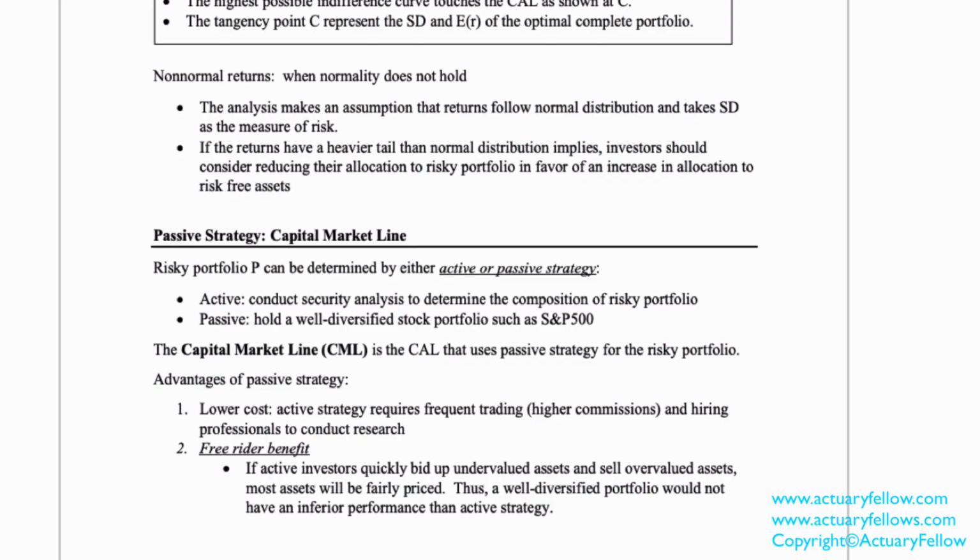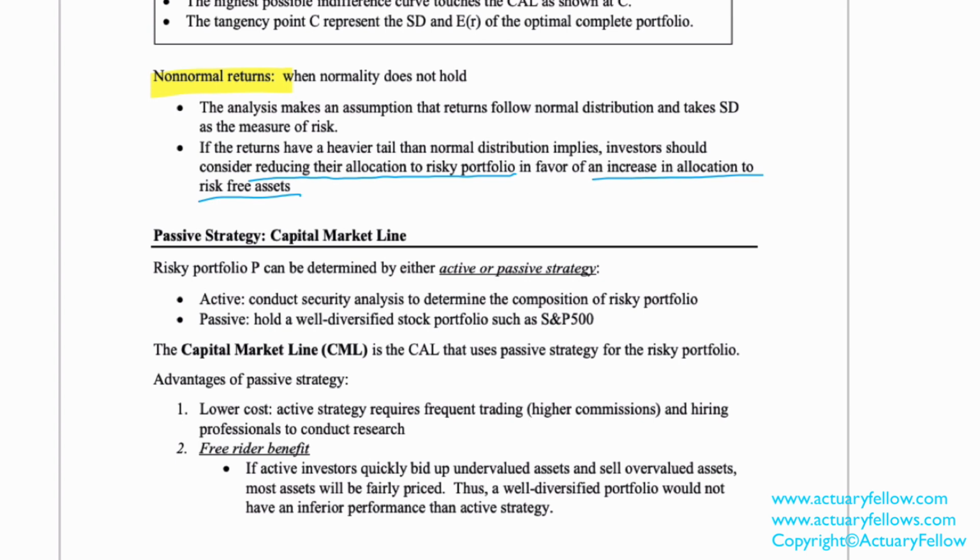So far, we assume the returns follow normal distribution. This is a key assumption. We must keep it in mind. If returns are not normally distributed and have heavier tail, we should decrease the portion invested in risky portfolio and increase the weight on risk-free assets.